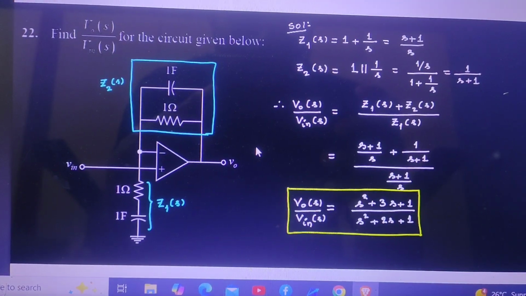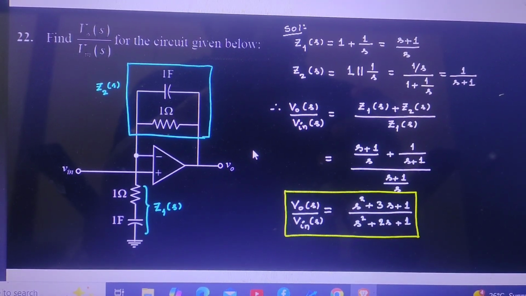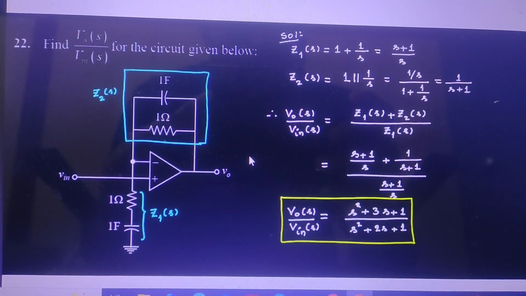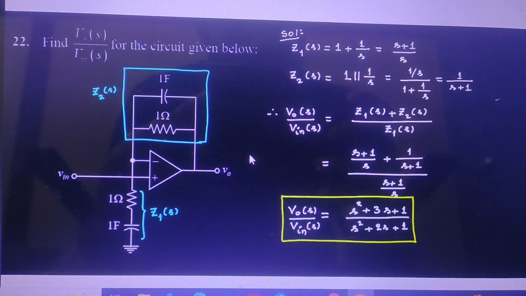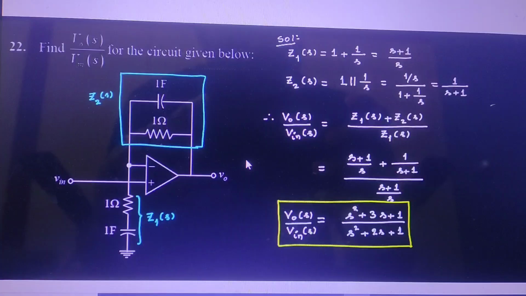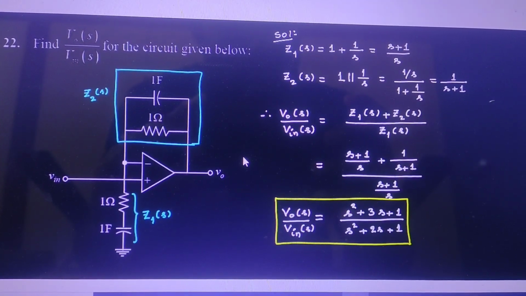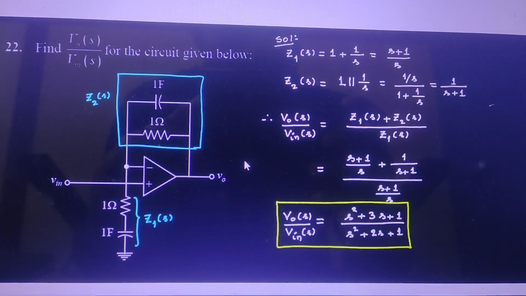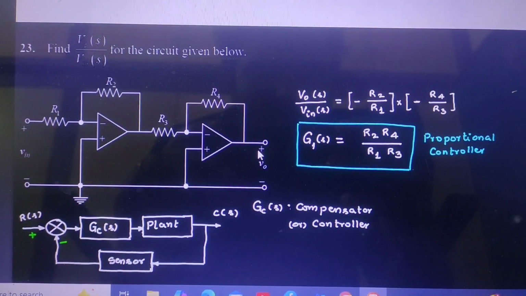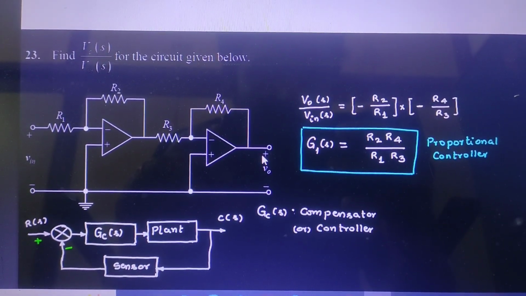So there is a direct formula to find such types of op amp circuits. To find the transfer function, output voltage by input voltage, the direct formula is Z1 of s plus feedback element Z2 of s divided by Z1 of s. So output voltage by input voltage equals Z1 of s plus Z2 of s divided by Z1 of s.